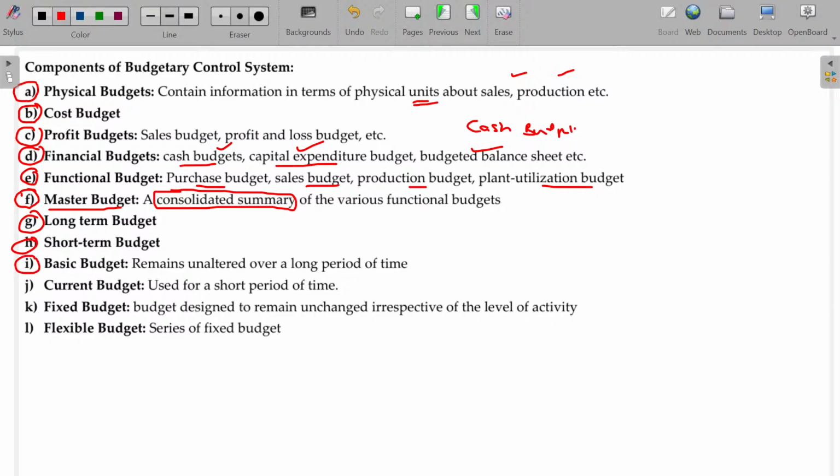Basic budget. Basic budget is a static or unaltered budget over a long period. Okay, static budget or unaltered for a longer period. Hope you'll be now able to understand this one. What is called static and unaltered? So basic budget is a static budget, remains unaltered for a longer period. Is that clear? That's called basic budget.